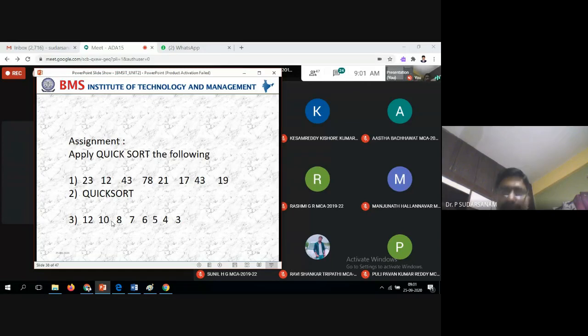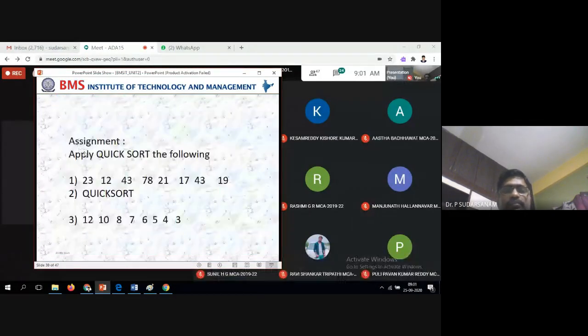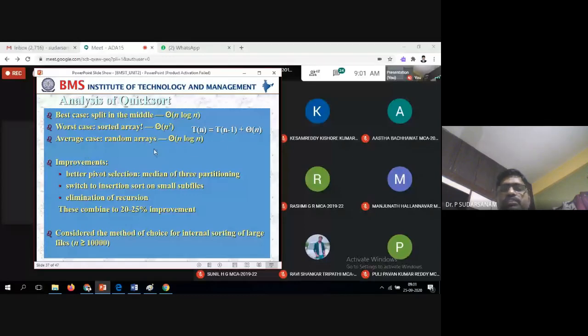And see the example here. Worst case, selected sorted array is nothing but what? Theta of what I have written? Theta of n square. Whatever you told, the same thing you have to write in the examination also. Because when the elements are in descending order, left hand side you will not be getting any elements. One side only will be getting the elements. Other end you will not be getting. So in that case, the time complexity is theta of n square.